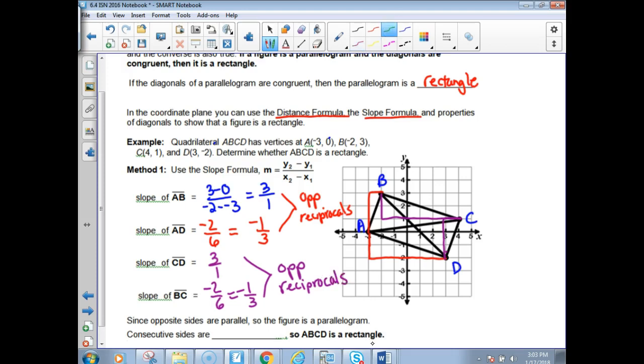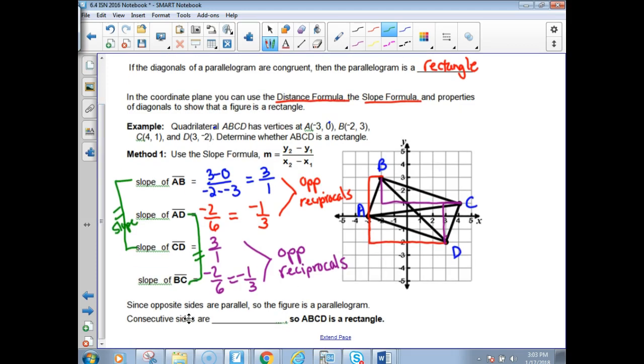Now, another thing we can note is that we've got some slopes that are equal. AB and CD, they have equal slope. So are AD and BC. The slopes are the same. So what that means is, since our opposite sides have the same slope, they are parallel. So the figure is a parallelogram. The consecutive sides are perpendicular.